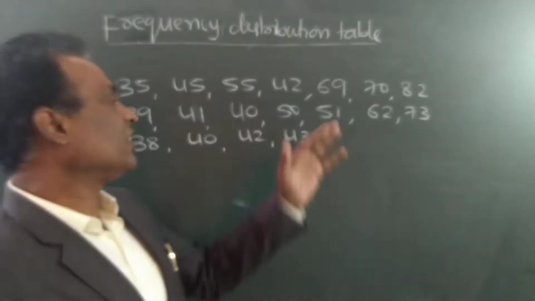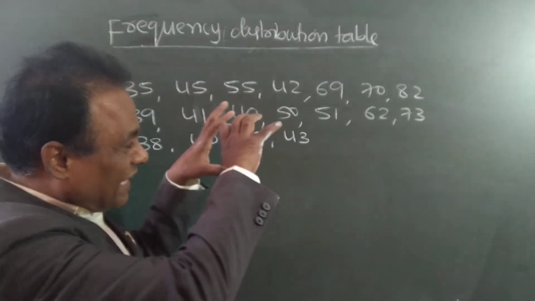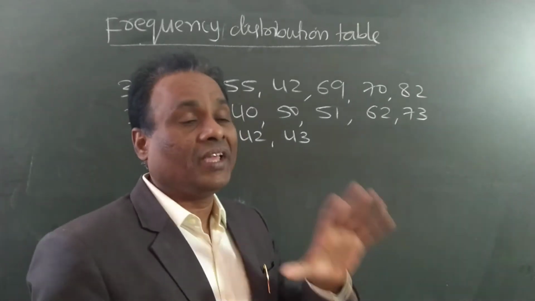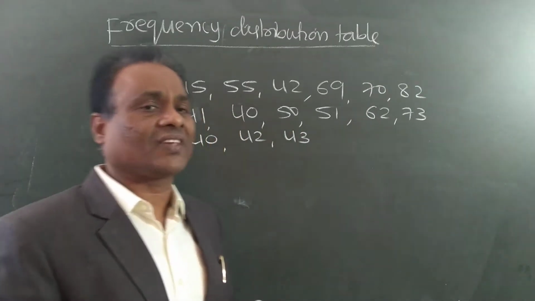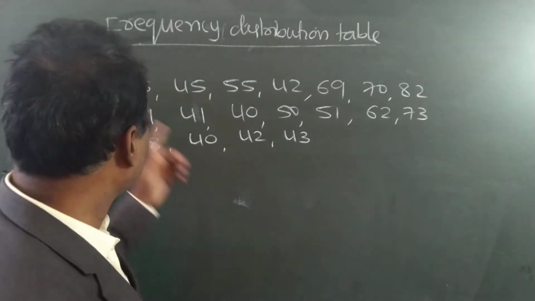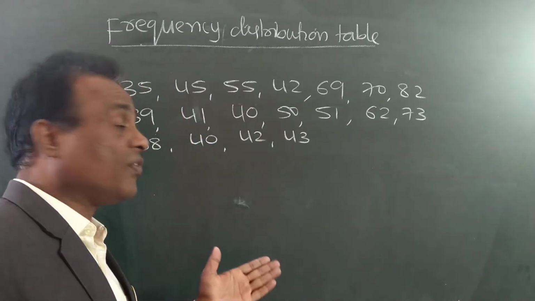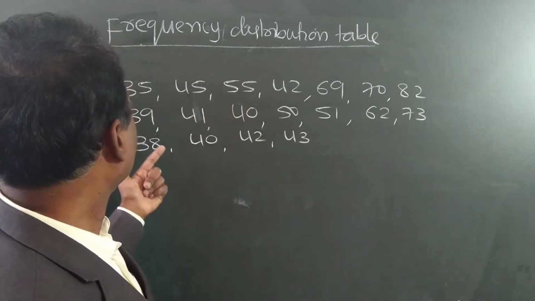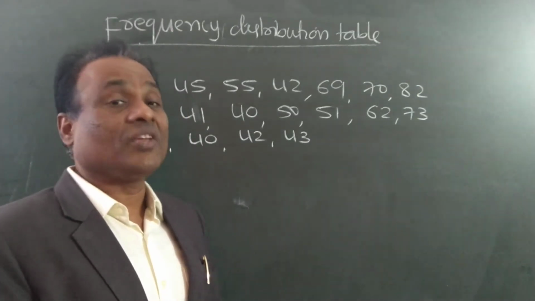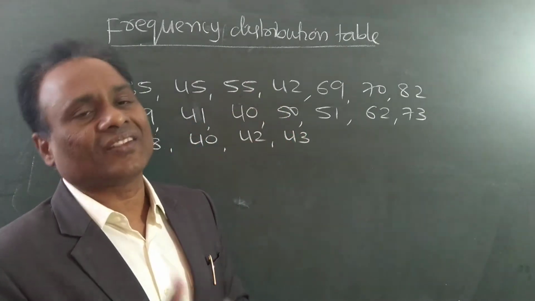If you look at these marks, of course we get some idea, but if the data is interpreted in a systematic order, it will be easy to interpret. Suppose I ask how many students got more than 80, you will count. How many got less than 40? Then you count 1, 2, 3. Every time it is inconvenient. If you arrange this in a systematic table, then we can easily answer any question.